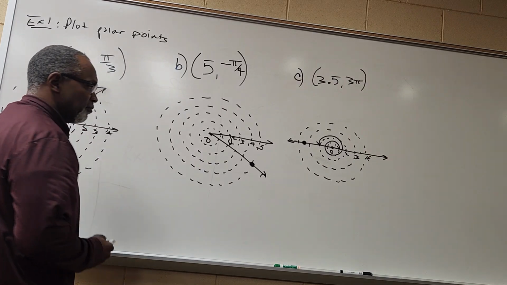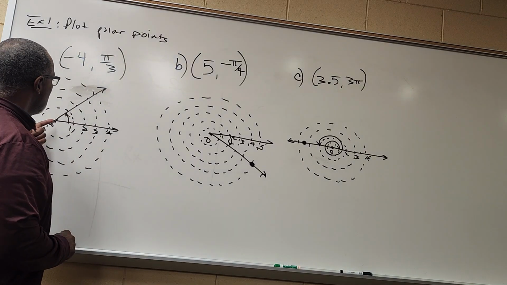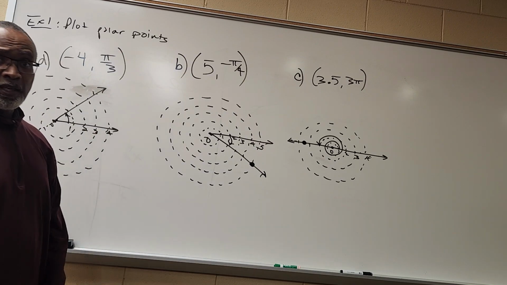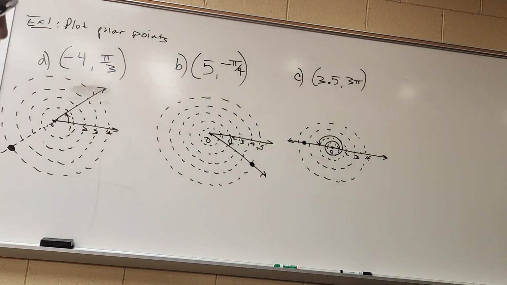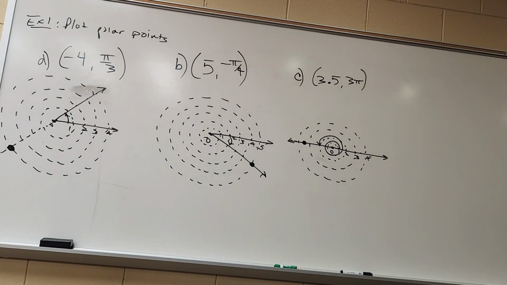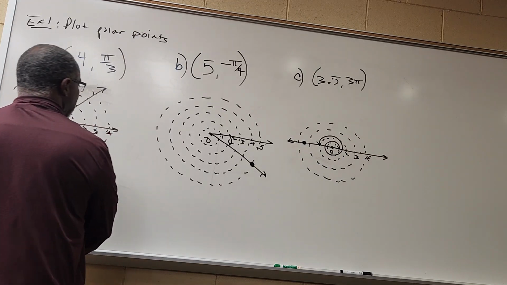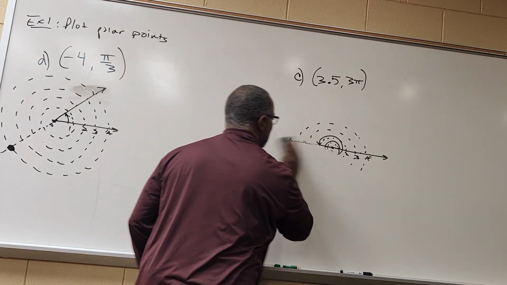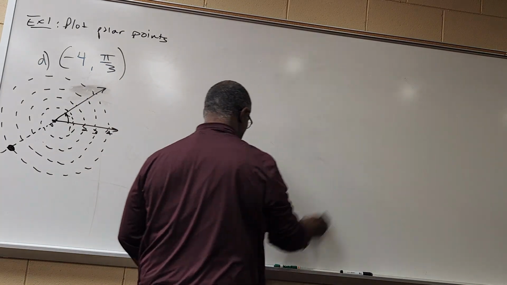So when r is negative, I will go in the opposite direction. r is a directed distance. So if r is positive, we go in a positive direction along that terminal side of the angle. If r is negative, we'll go in a negative direction on the terminal side of that angle. Okay? Well, that's how we graph points in polar coordinates.